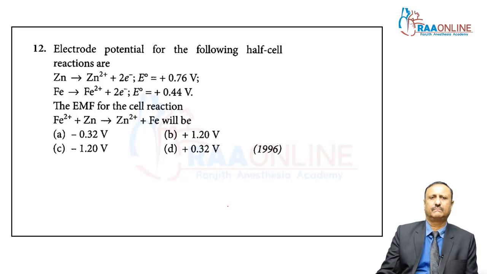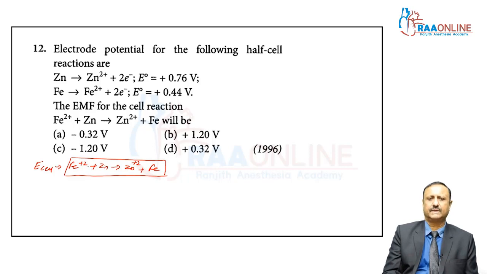Here in question number 12, electrode potentials for the following half cell reactions are given, and we have to calculate the E naught cell of the reaction Fe plus 2 plus zinc to give Zn plus 2 plus Fe. My dear students, you can see the first reaction is Zn to give Zn plus 2 plus 2 electrons, 0.76 volt. Here Fe to give Fe plus 2.